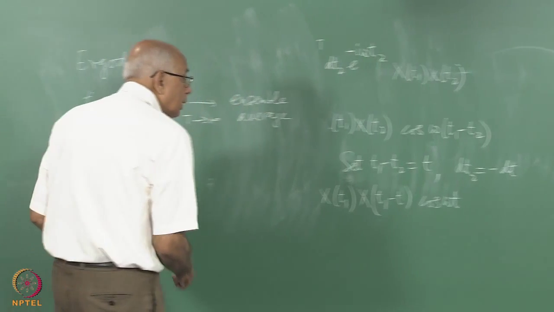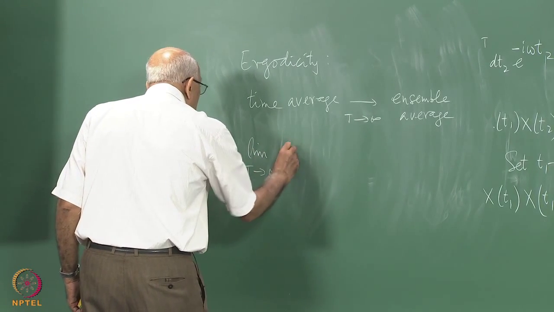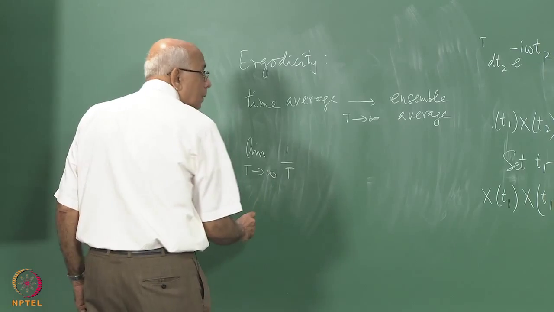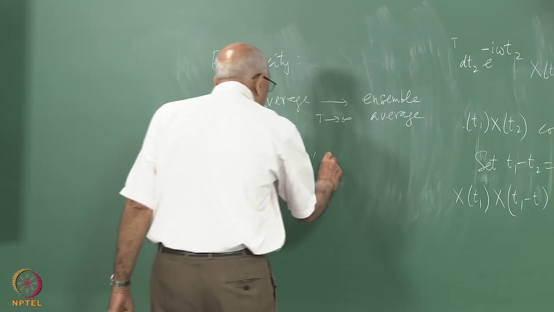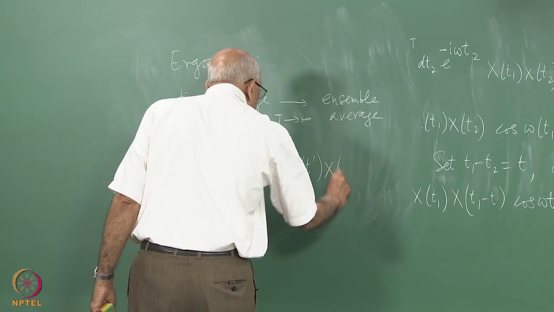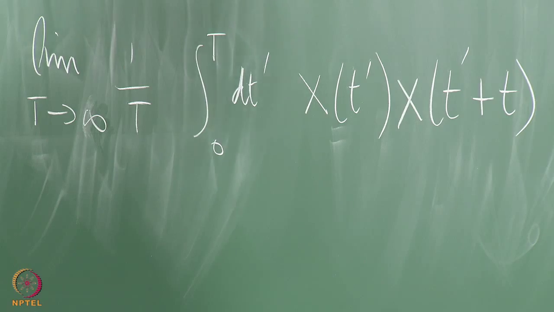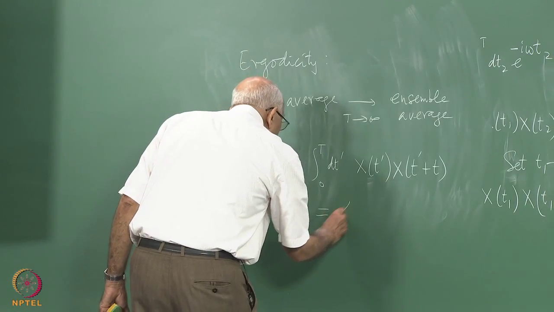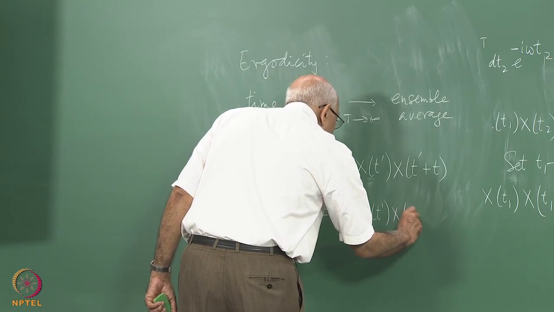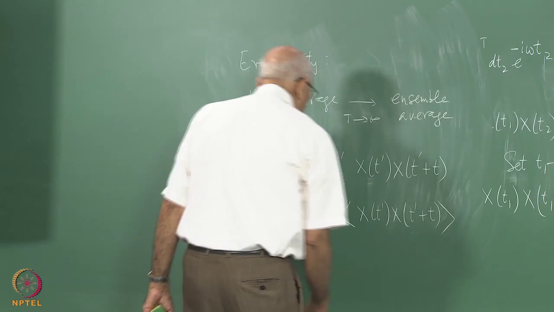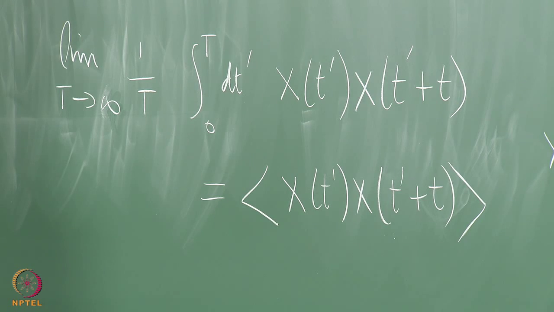And then this quantity, the limit T tends to infinity of 1 over T, integral 0 to T dt prime, x of t prime plus t, is indeed equal to the ensemble average of this quantity x of t prime plus t. Okay. That's the property of ergodicity that we're using.